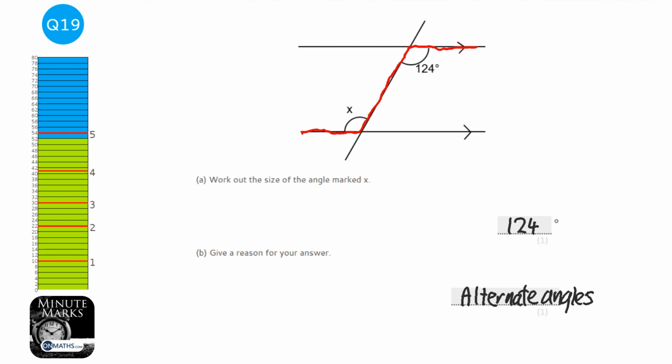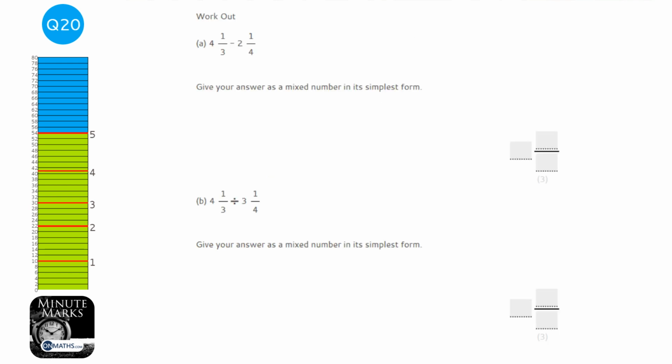If they were interior, which would be this one here, then they would add up to 180, so 124 and this blue angle here would add up to 180. Okay, if you want to pause the video now and have a go, otherwise let's get started.